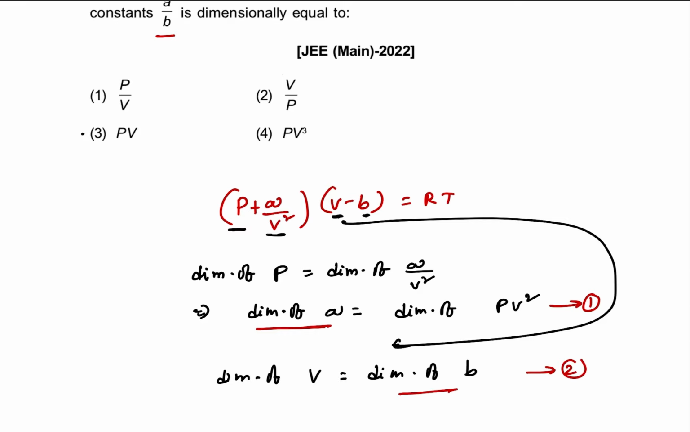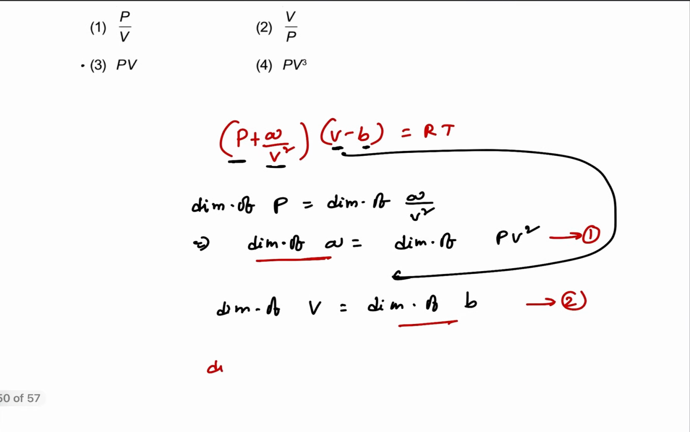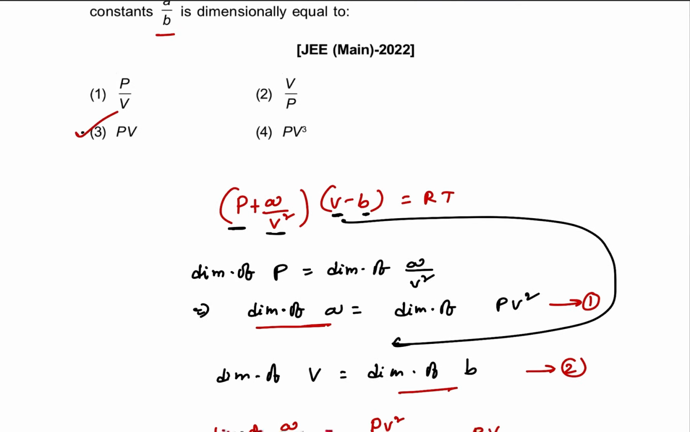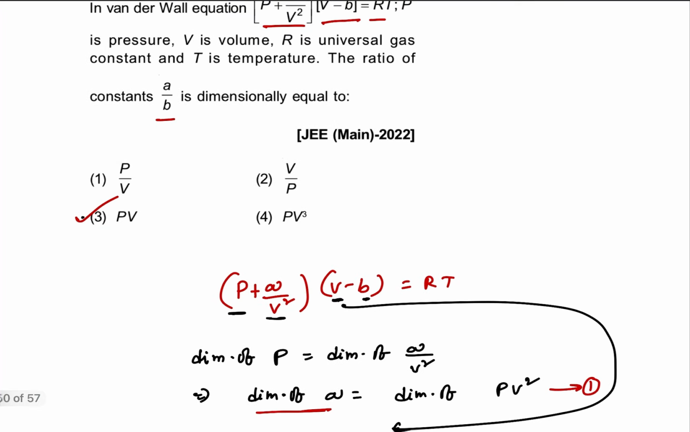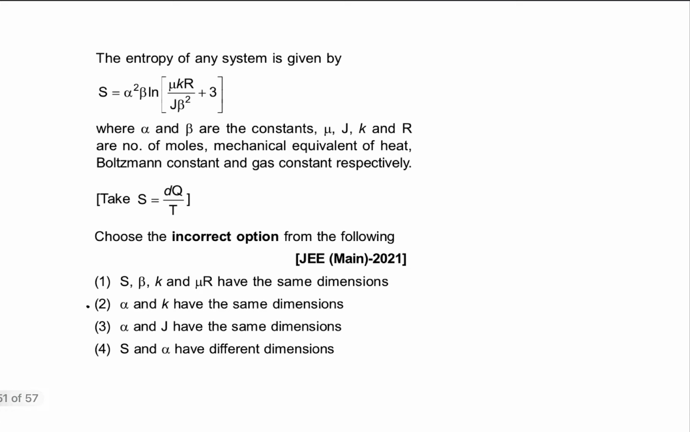Let us consider the dimension of A as the first equation and the dimension of B as the second equation. According to the question, they are asking the ratio of A by B is dimensionally equal to what? The dimension of A by B is equal to the dimension of A, which is P V square, divided by the dimension of B, which is V. Finally, you will get PV. So I can write the dimension of A by B is equal to the dimension of PV. The third option is the correct option.